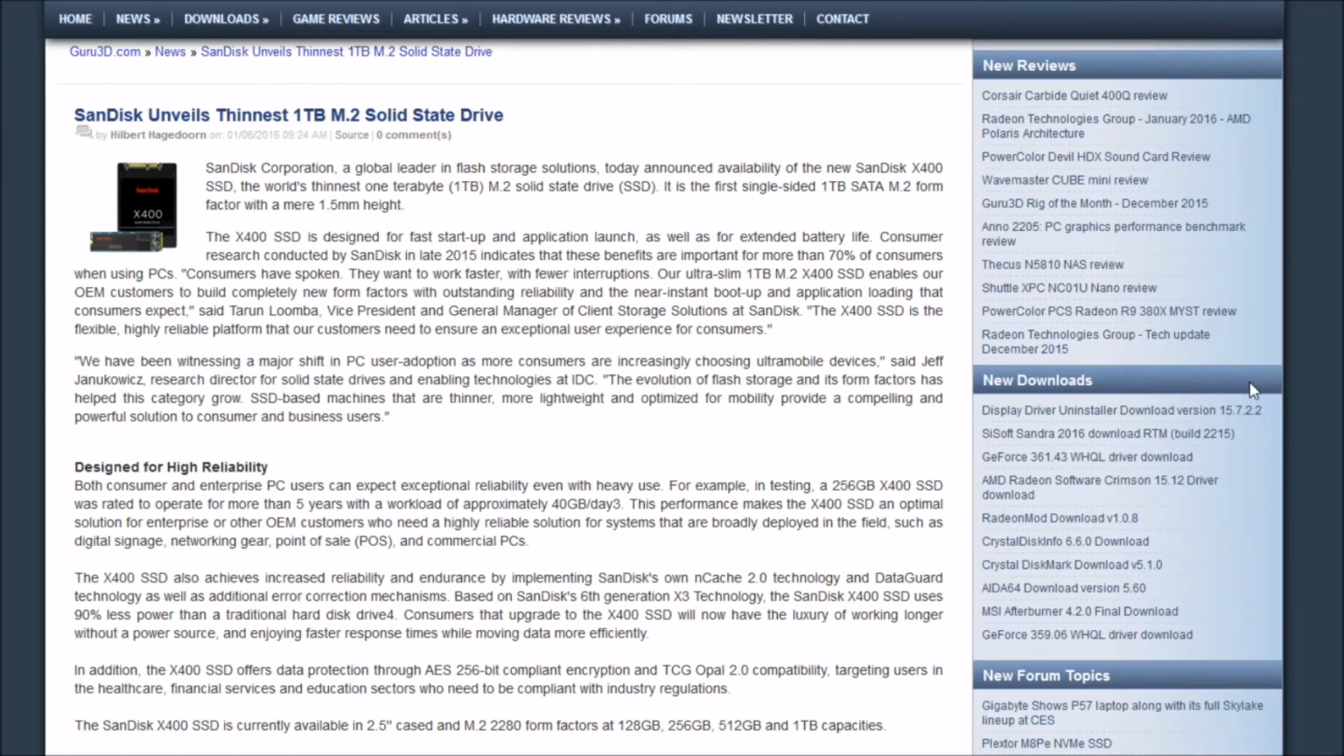Okay, designed for high reliability. Both consumers and enterprise PC users can expect exceptional reliability even with heavy use. For example, in testing, a 250 gig H400 SSD was rated to operate for more than 5 years with a workload of approximately 4 gig a day. I don't know what they mean by that. This performance makes H400 SSD an optimal solution for enterprise and other OEM customers who need a highly reliable solution for systems that are broadly deployed in fields such as digital signage, networking gear, point of sale, and commercial PCs.